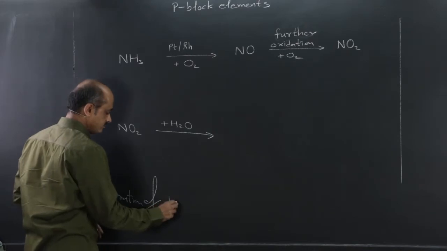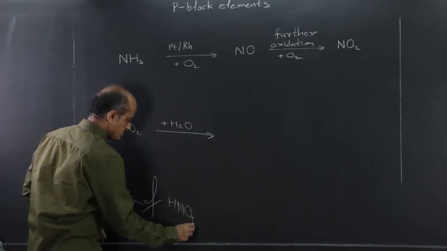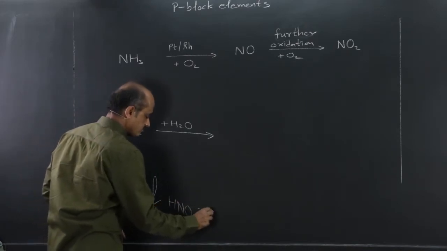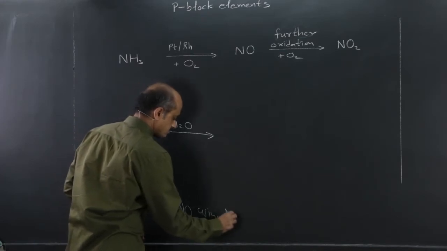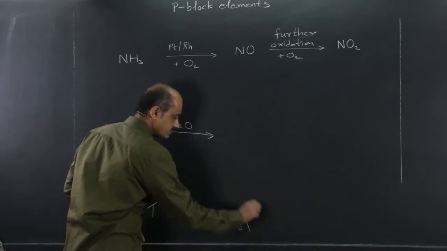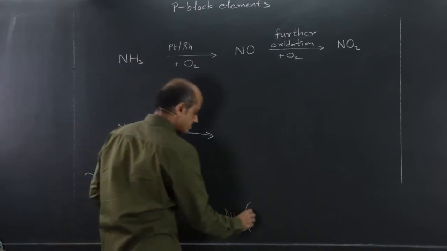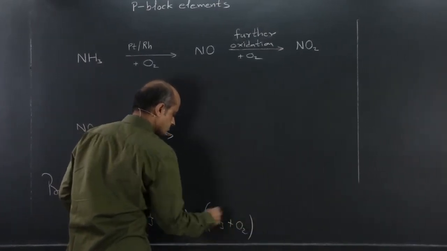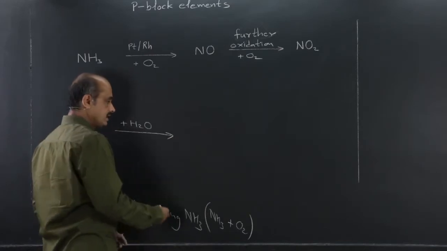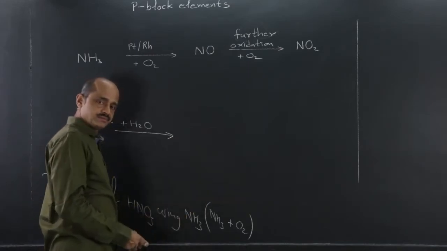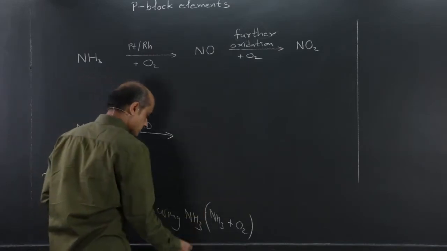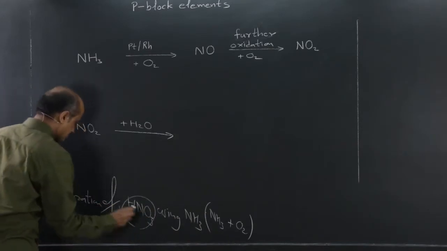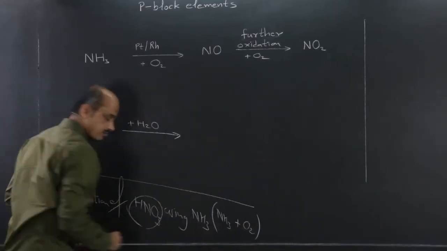preparation of nitric acid using ammonia. Means ammonia is reacted with oxygen under certain conditions, and there are steps, and ultimately what we get is nitric acid. This is the part we are going to consider.